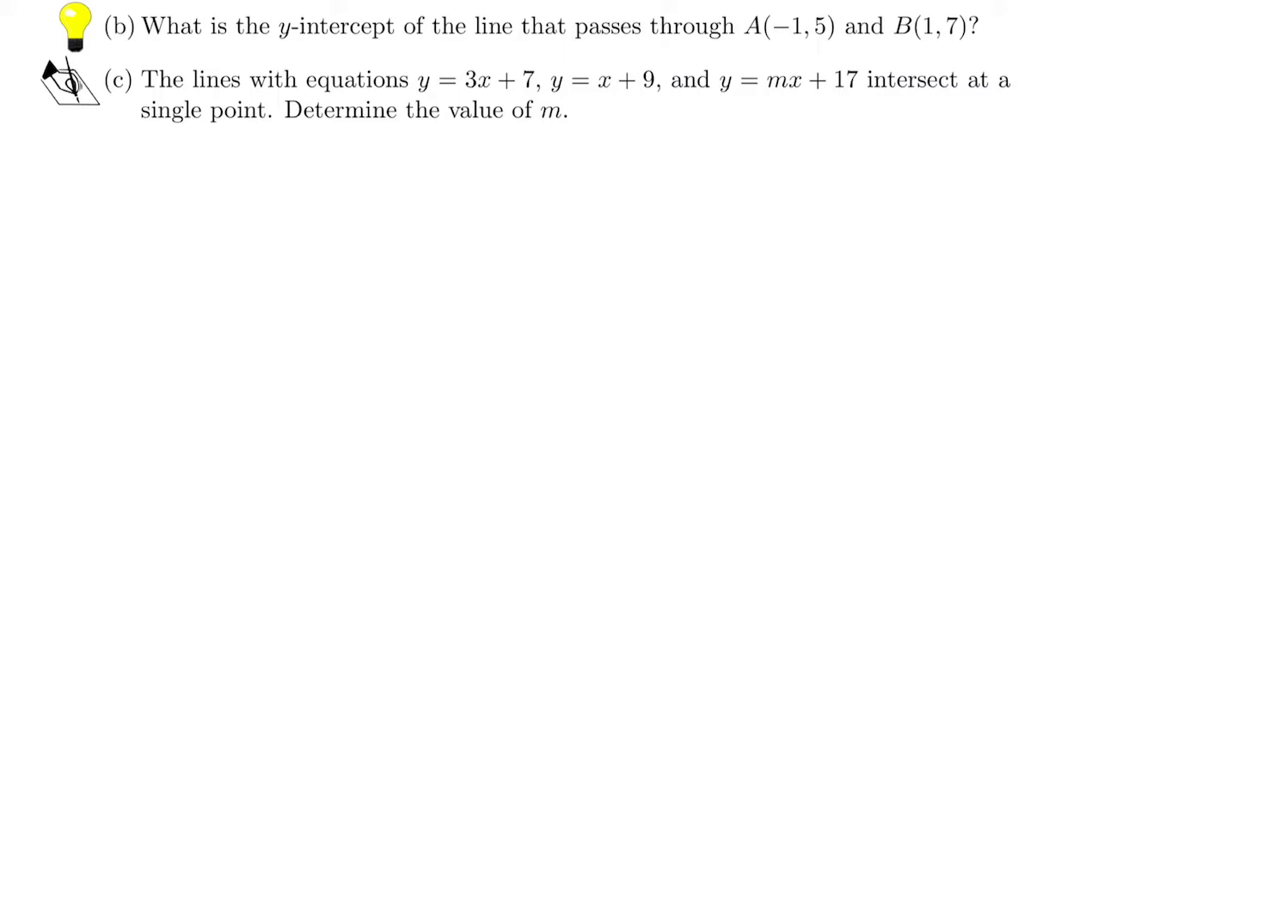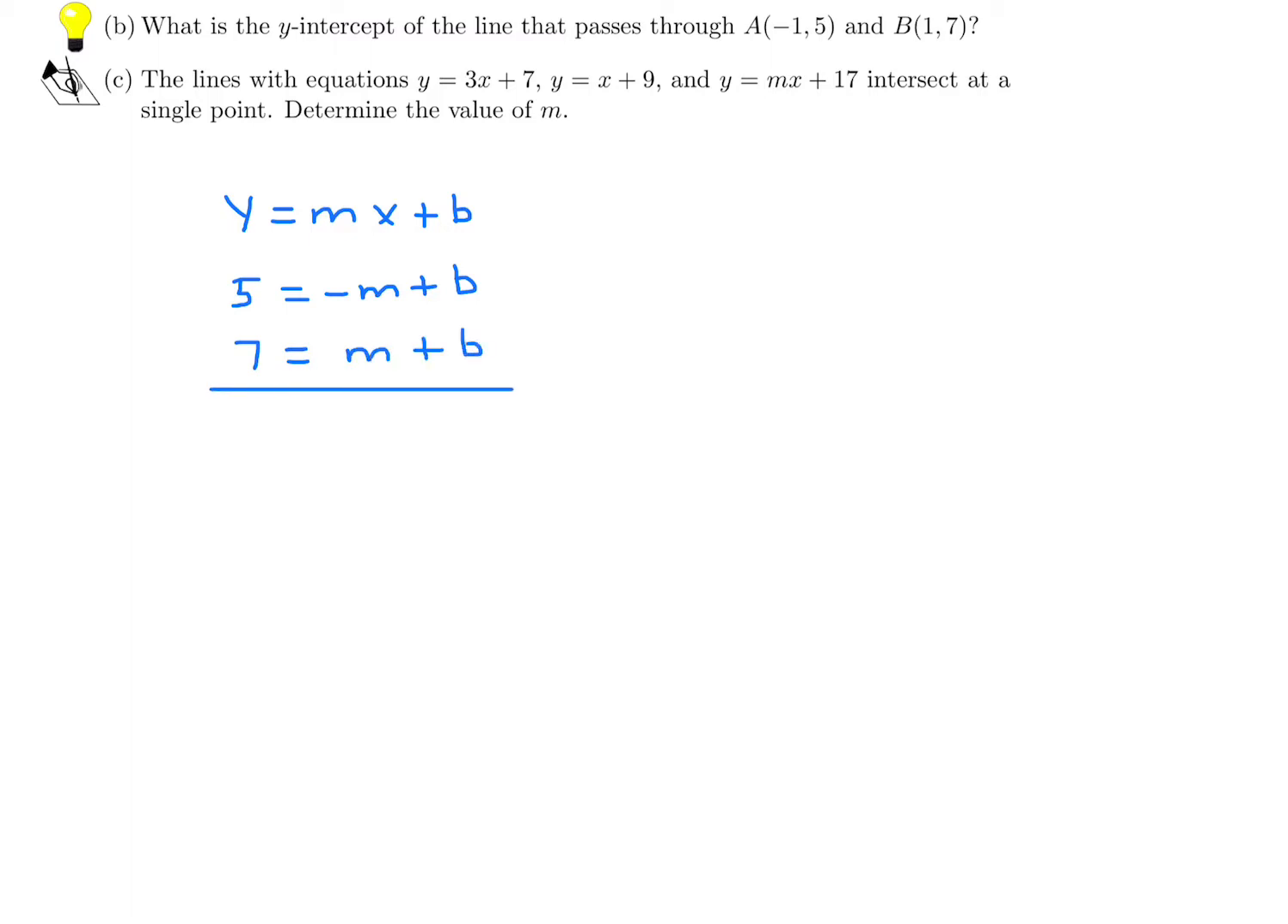What is the y-intercept of the line that passes through (-1, 5) and (1, 7)? All lines have the equation y = mx + b. So substitute these points, and we'll get some equations. The first one will give me 5 = -m + b. The second point, when substituted, will give me 7 = m + b.